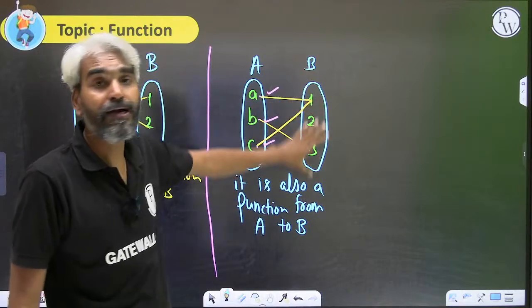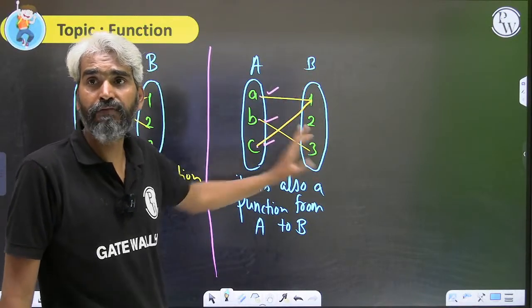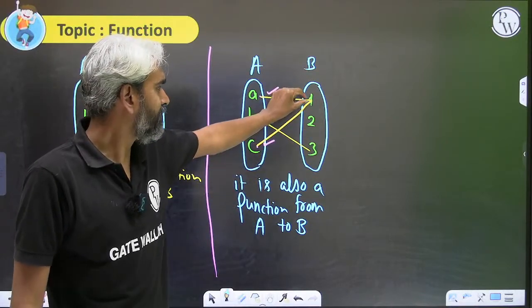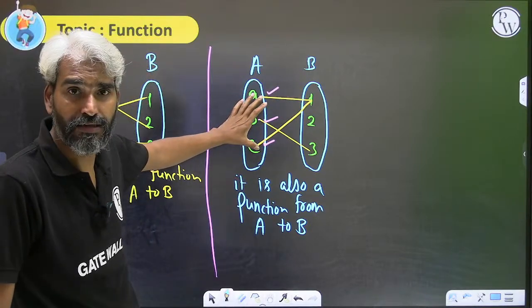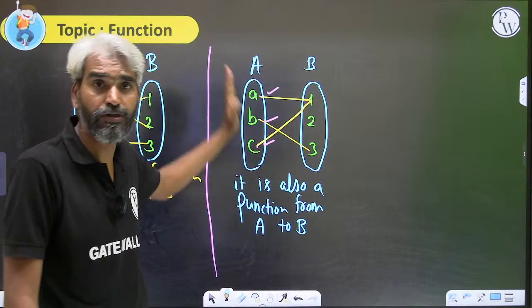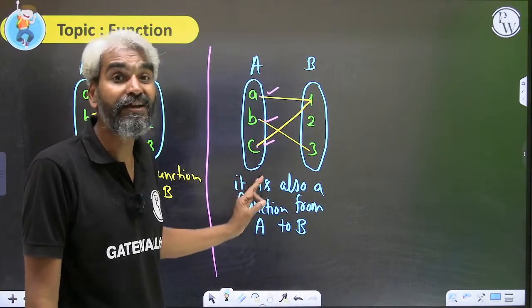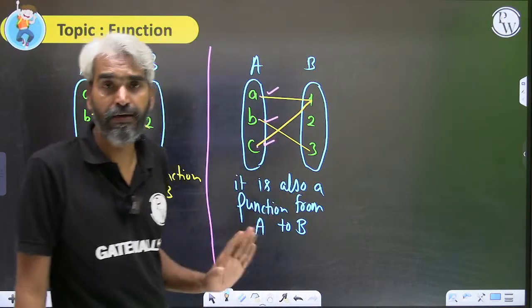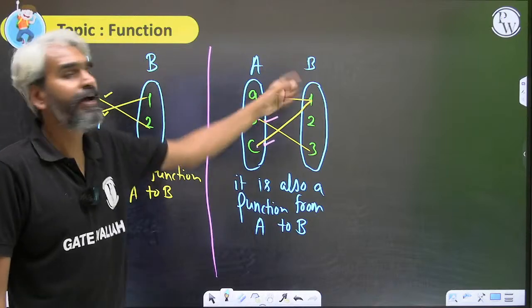From B to A, B will become the domain, and this element will have two images in the codomain. Therefore, from B to A, it is not a function, but from A to B, it is a function, because every element of set A is having exactly one image in set B. Now, two different elements may have the same image.